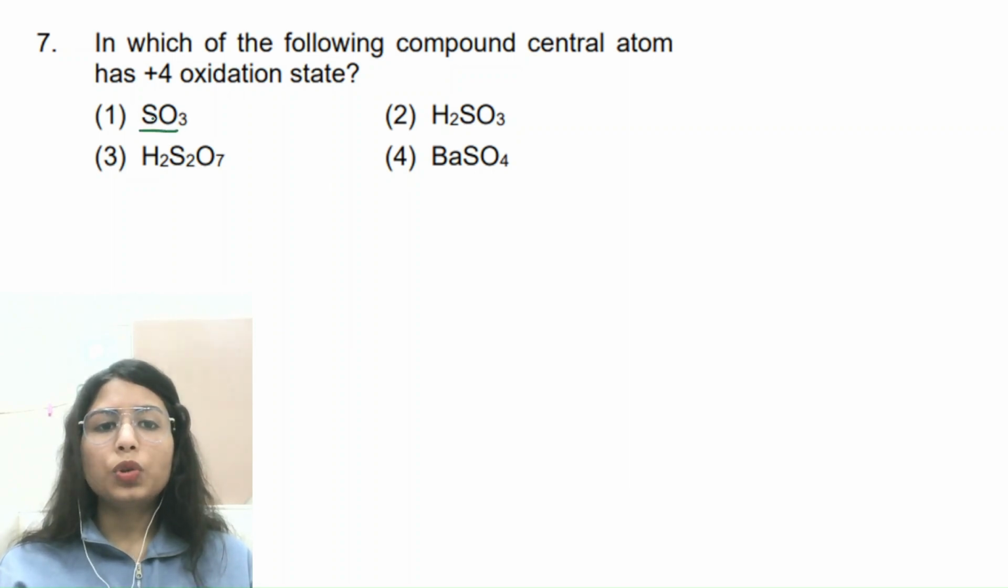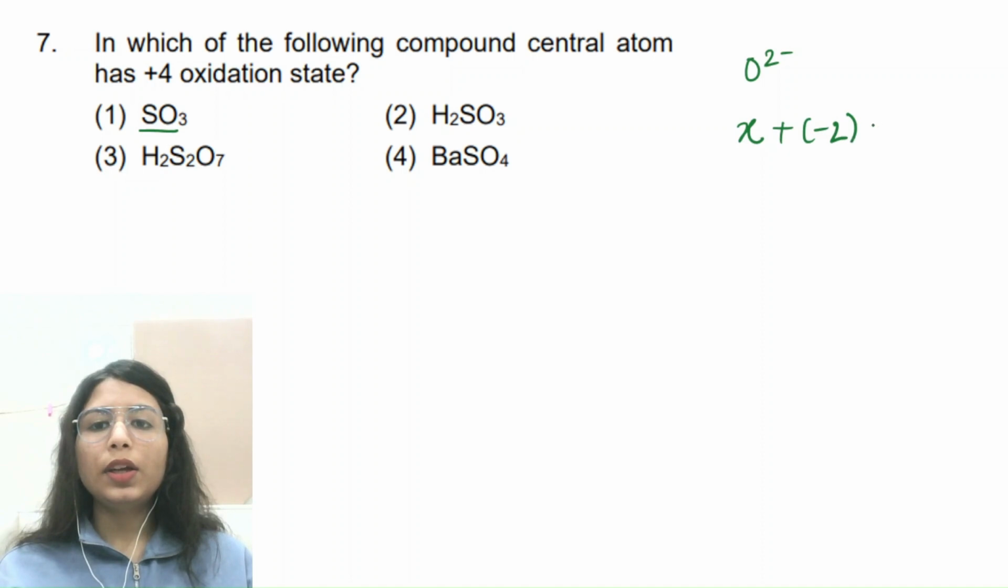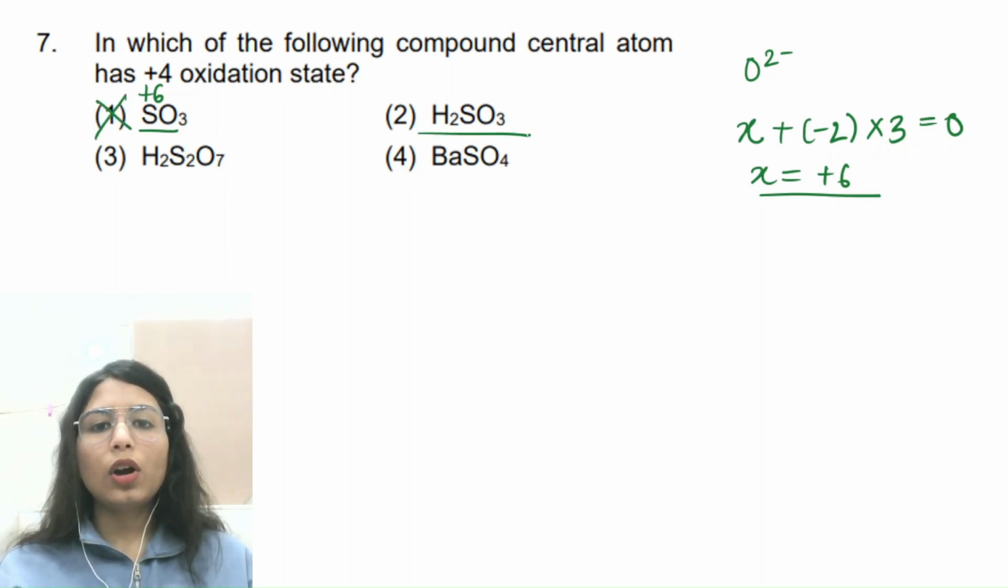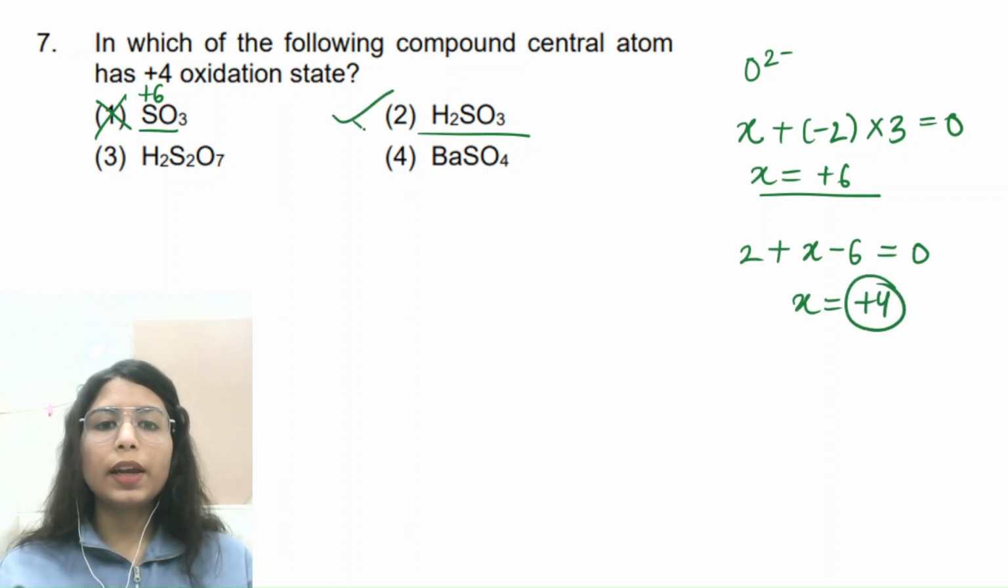If I talk about SO3, the central atom in all of these compounds is sulfur. Here one oxygen carries a charge of negative 2. If you calculate, let the oxidation state of sulfur be X, and since 3 oxygens are present, you multiply by 3, and overall the molecule is neutral, so you equate it to 0, and this will come out to be +6. So here sulfur has a +6 oxidation state, which is why this option is incorrect. Next, if I talk about this option, it has 2 plus X minus 6 equals 0. So here the oxidation state comes out to be +4, and hence the correct option would be my second one.